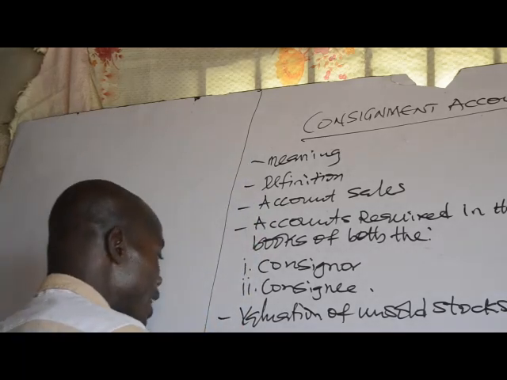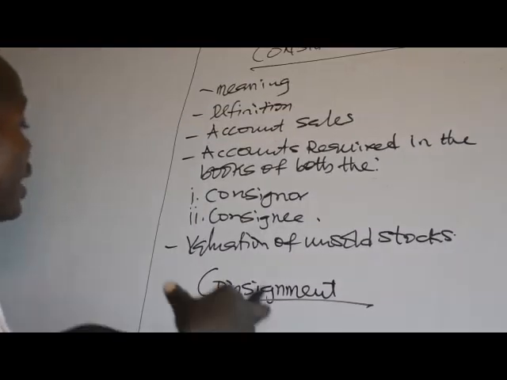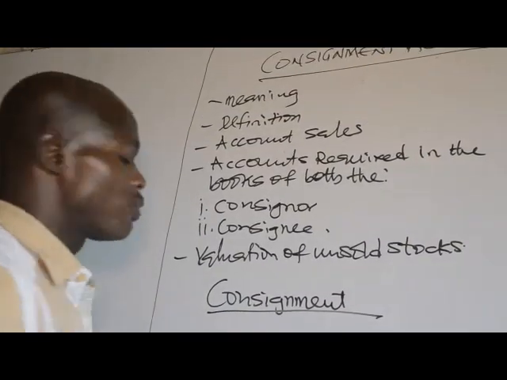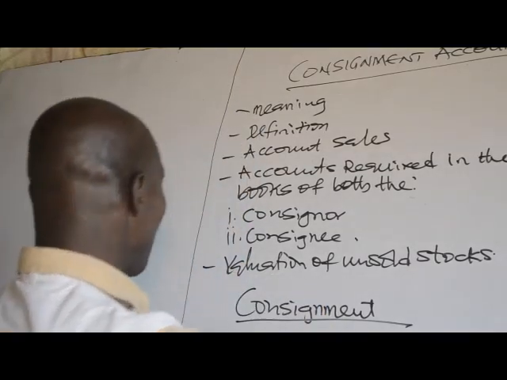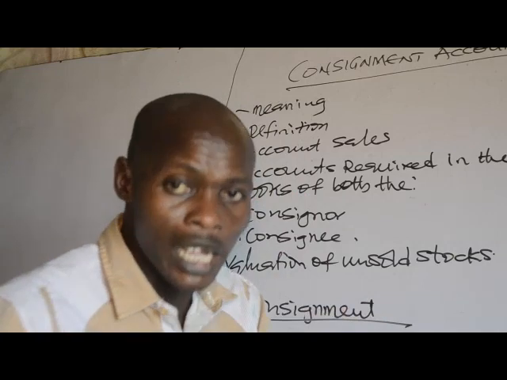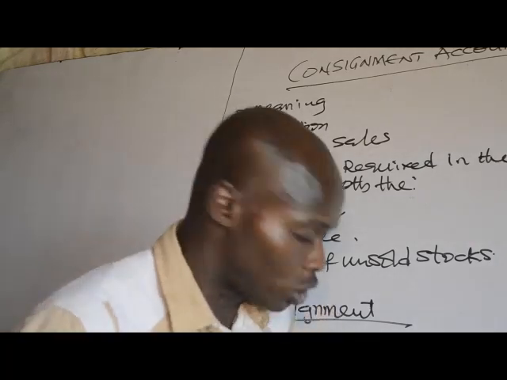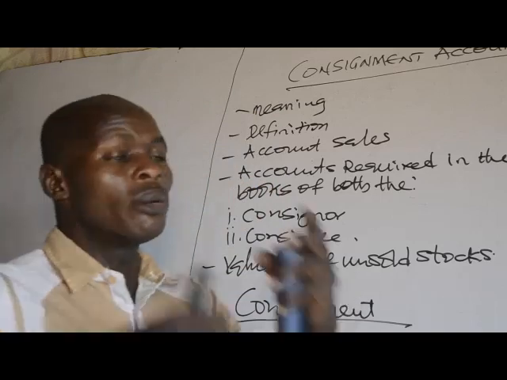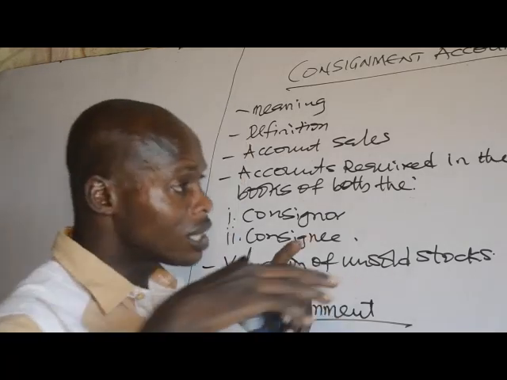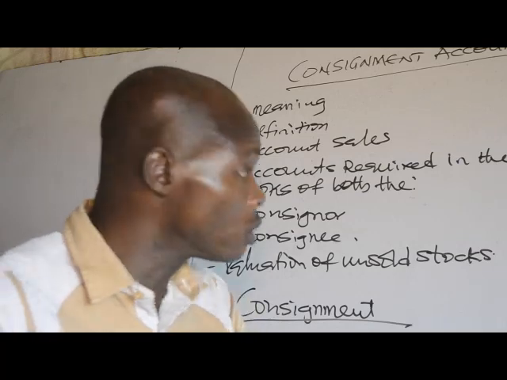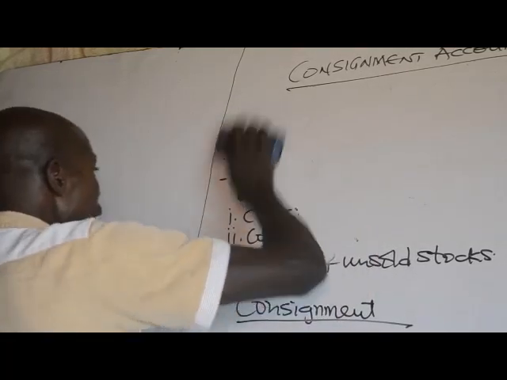What do we mean by consignment? Consignment is the process of sending goods from the principal to his agent for sales. The principal will send the goods to the agent, while the agent will be the one to sell the goods. An agent sells the goods in return for commission, meaning that the agent will only receive commission for his own services. So that is consignment.